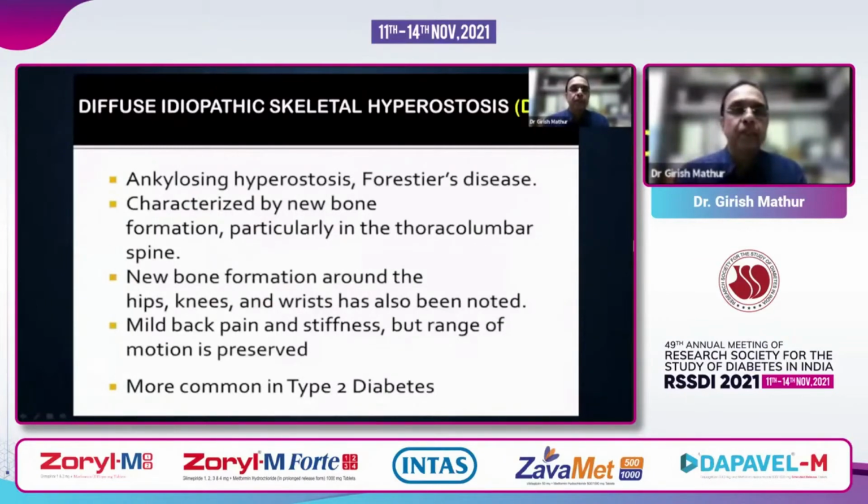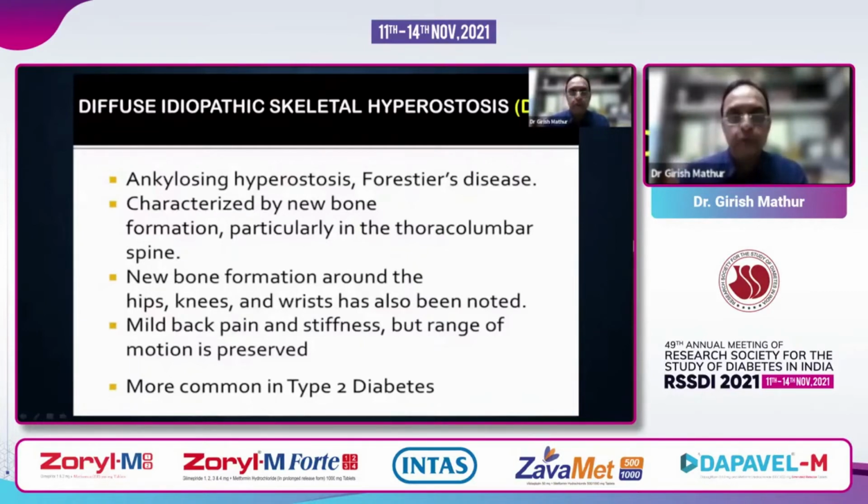One important rheumatological disorder of the spine is diffuse idiopathic skeletal hyperostosis, or ankylosing hyperostosis, also known as Forestier's disease. It is characterized by new bone formation, particularly in the thoracolumbar spine. There is new bone formation around the hips, knees, and wrist also. There is mild back pain and stiffness, but the range of motion is preserved.